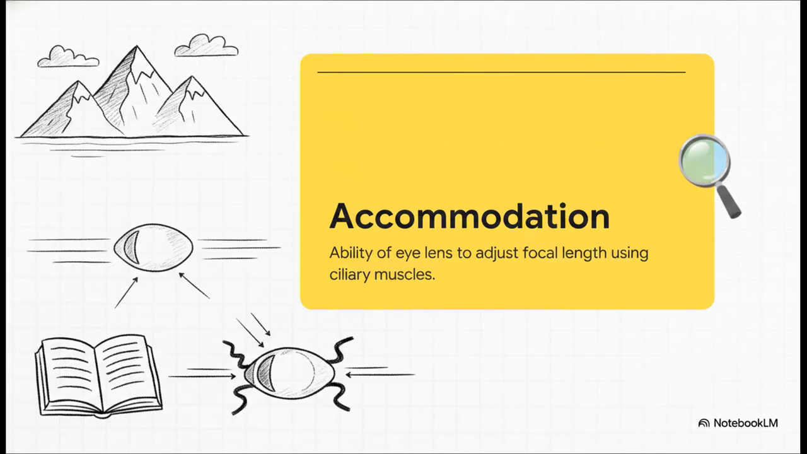Moving on to an absolutely crucial concept, the power of accommodation. Unlike a glass camera lens, our eye's lens is actually made of a flexible, jelly-like material, and it's controlled by these things called ciliary muscles. When you're looking at a mountain way off in the distance, your ciliary muscles relax, making the lens thin. But when you're reading a book up close, those muscles contract and the lens becomes thick. This amazing superpower to adjust the focal length on the fly, that is exactly what we call the power of accommodation.